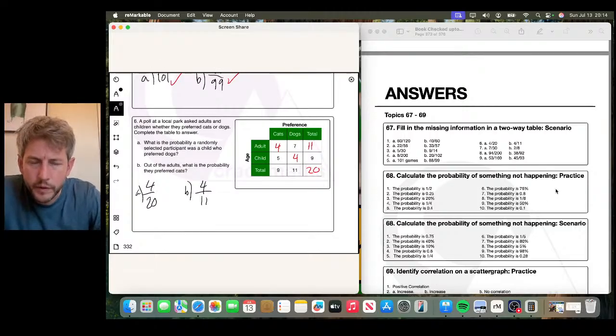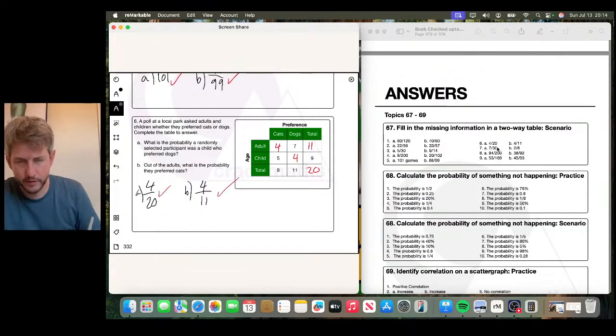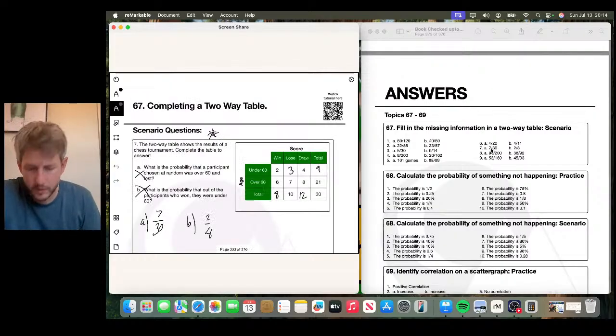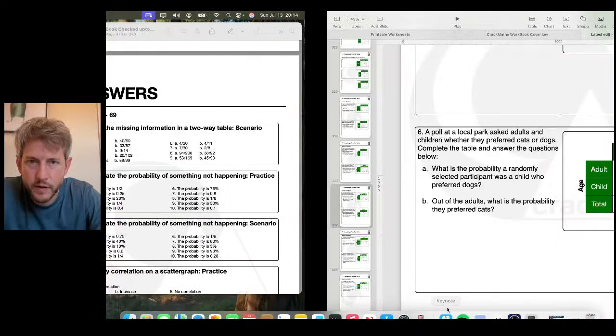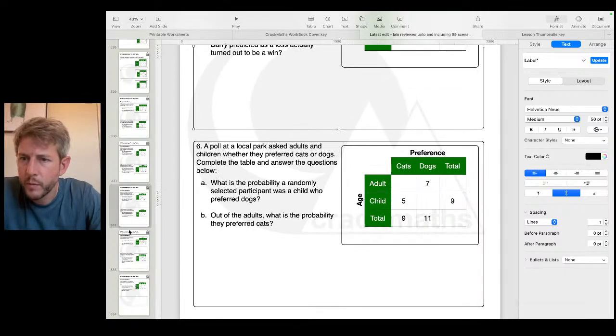Okay, so here we go. Oh, the next topic's very easy, and so is the one after that. Perfect. So 4 out of 20, 4 out of 11. Great. 7 out of 30, 2 out of 8. Okay, but we need to fix it. So here we go. That one was fine.